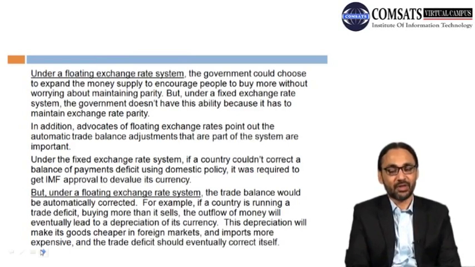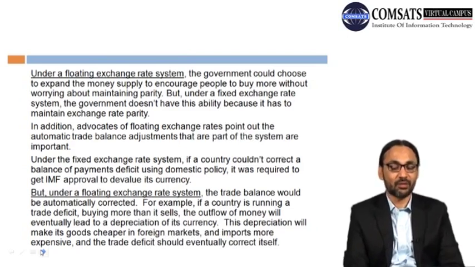In addition, advocates of the floating exchange rate point out that the automatic trade balance adjustment that is part of the system is important. Under the fixed system, if a country does not correct a balance of payments deficit using domestic policy, it was required to get IMF approval to devalue its currency. Under the floating exchange rate, the trade balance would be automatically corrected. For instance, if a country is running a trade deficit, buying more than it sells, the outflow of money will eventually lead to a depreciation of the currency. This depreciation will make its goods cheaper in the foreign market and imports more expensive.